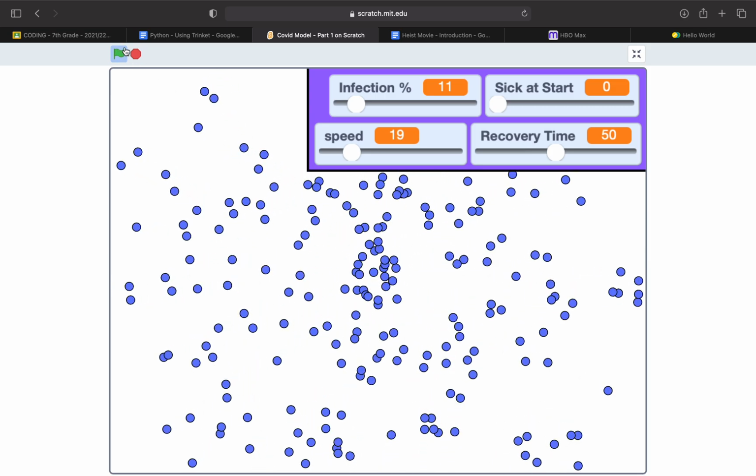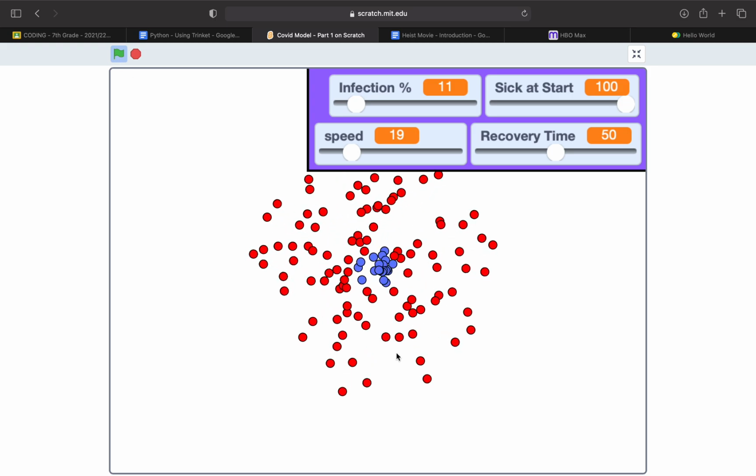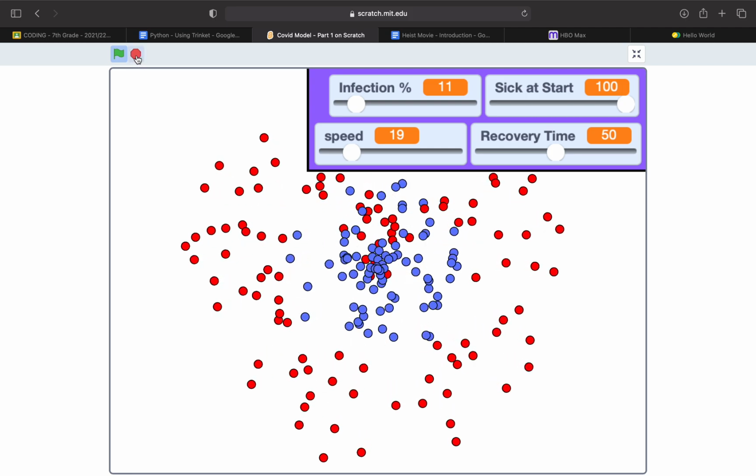Now the next thing it does is I can say, I want a certain number of them sick at the very start. If I set it to 100, that means half the dots will be sick at the very start. Let's take a look at what that looks like. You can see that half the dots are going to be red and then some blue dots are going to show up. So half the dots are sick to begin with.